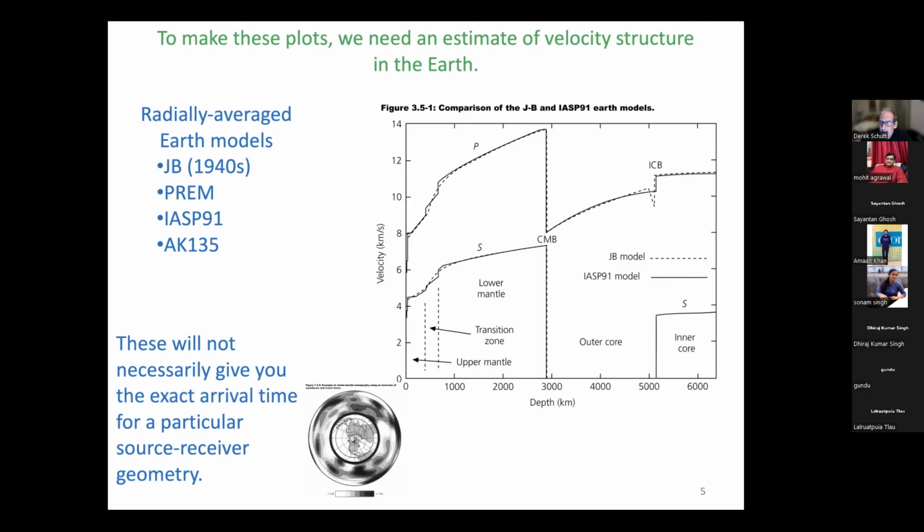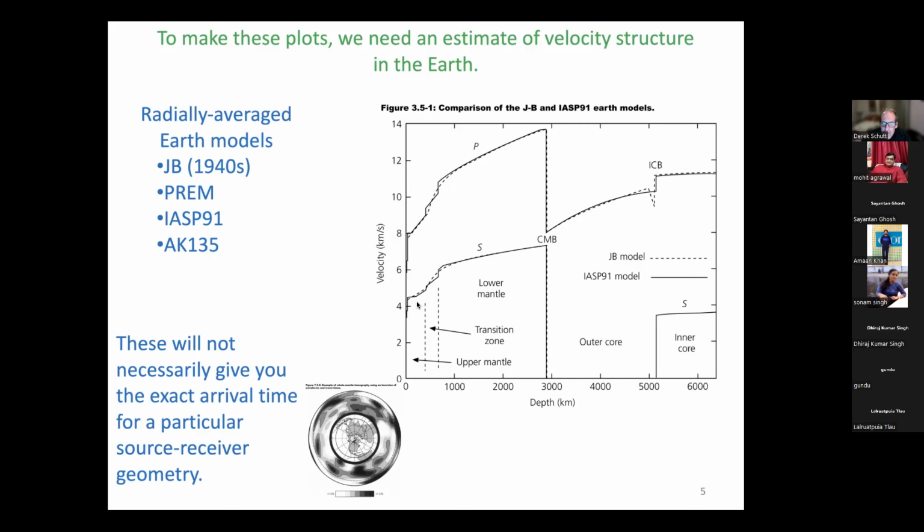So we've developed radially averaged Earth models: JB in the 1940s, then PREM, ISB 91, and AK135. AK135 is the most recent and probably the most accurate model, but a lot of people still use the PREM model, which is still pretty accurate. And what we see is as I go from shallower depths to greater depths, the P wave velocity goes up. It drops at the core-mantle boundary where it encounters the liquid outer core. Then it goes up again.